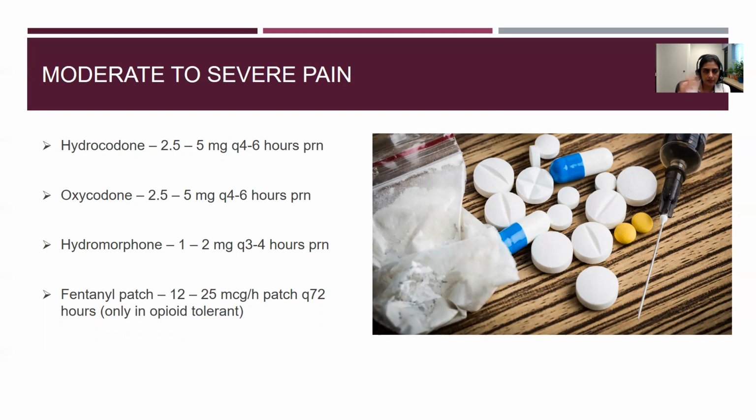Then you can progress up the ladder with oxycodone, 2.5 to 5 milligrams every 4 to 6 hours as needed. And then lastly come hydromorphone and fentanyl patch. Again, it's really important to recognize that fentanyl patch is not recommended for opioid naive patients, so only for opioid tolerant patients. Again, this is not commonly prescribed.